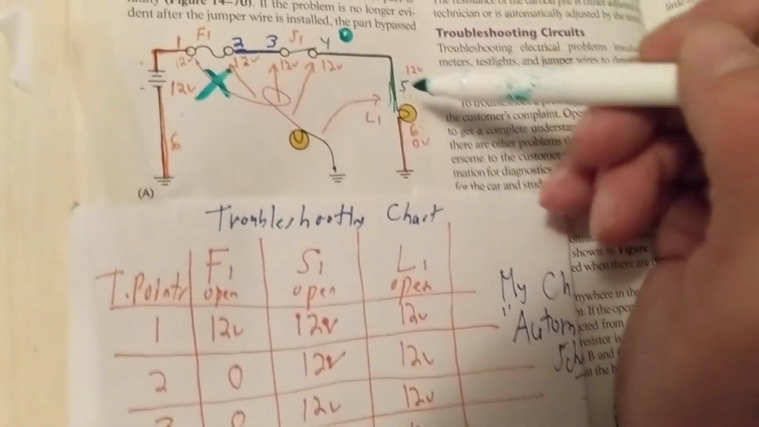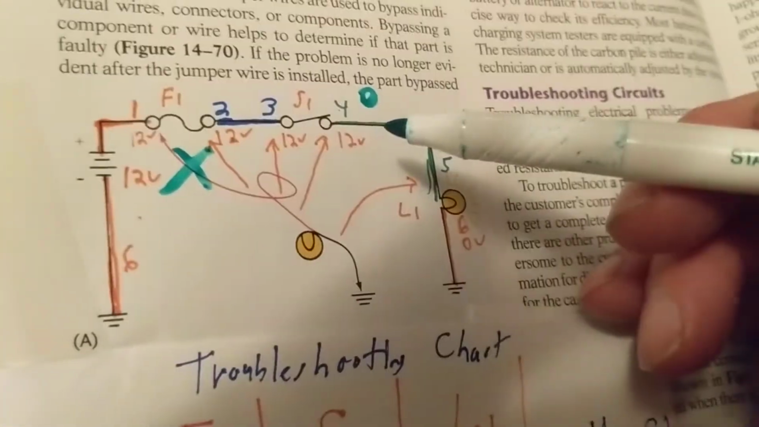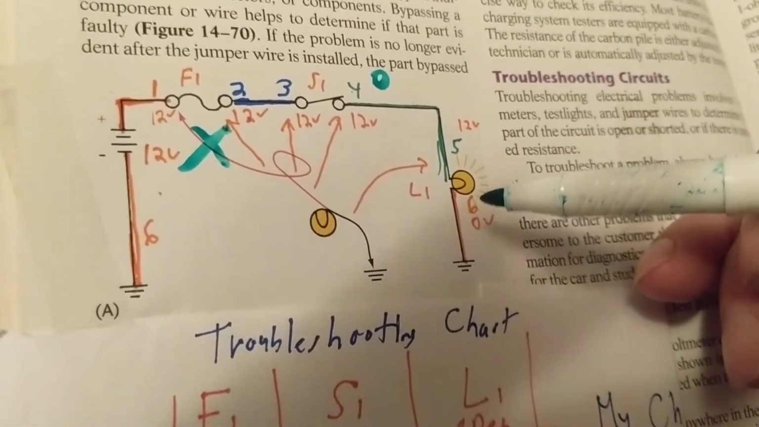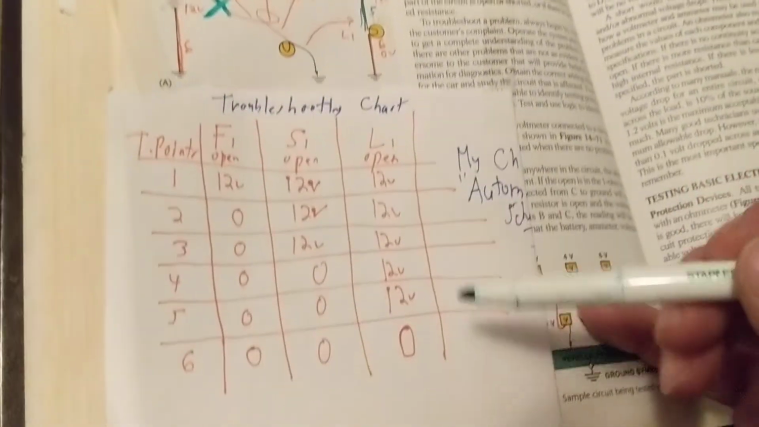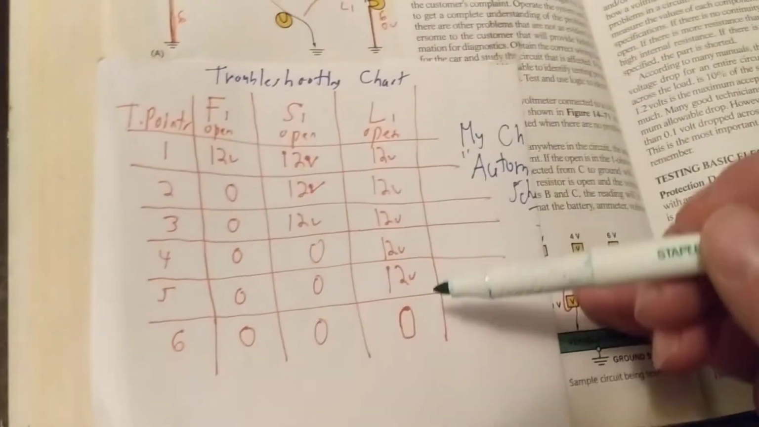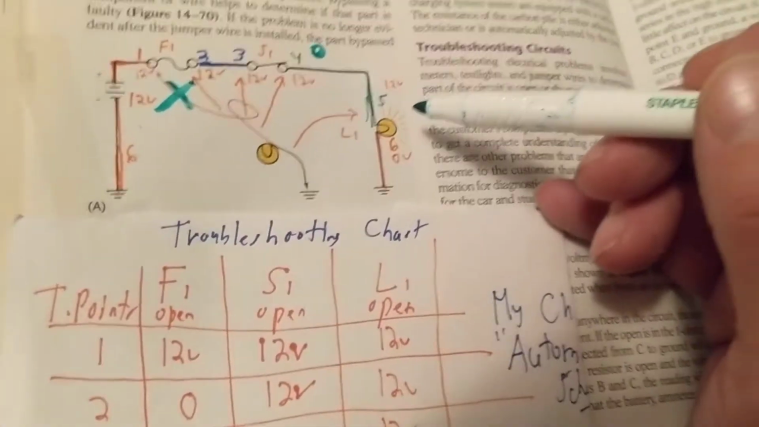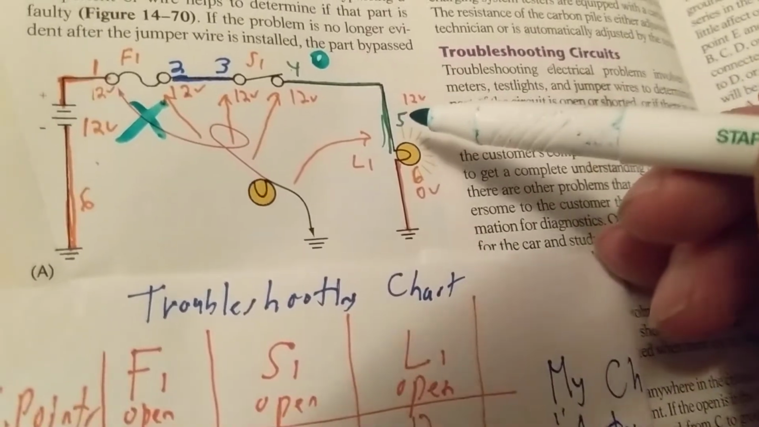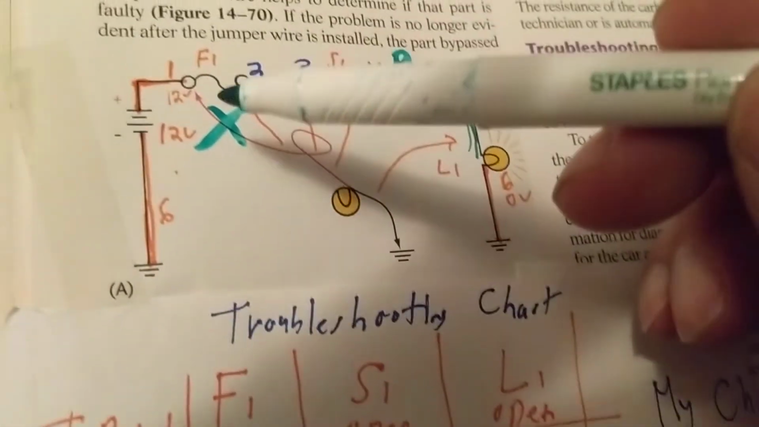Next, L1. Now, L1 is open. How much should I measure? If you look at the truth table, 1, 2, 3, 4, 5. It almost looks like the circuit is actually working, and I'll explain and elaborate.